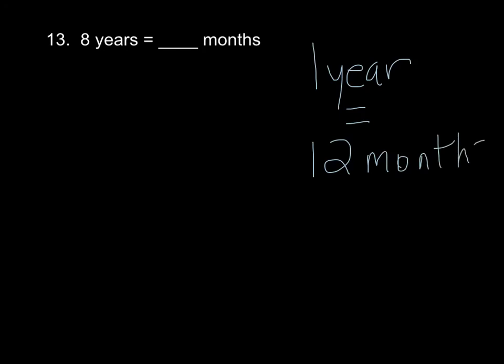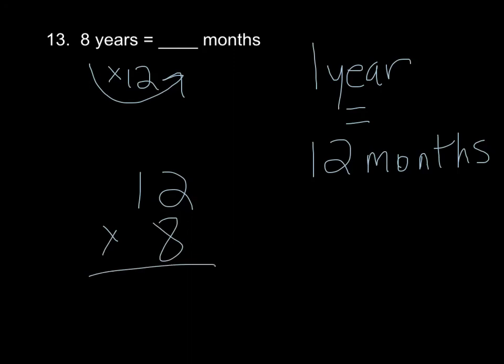If there are 12 months in a year, that means I can take years and say 8 groups of 12. In this case, however many years times 12. 8 times 12, you either have it memorized or you don't. If you don't, it's pretty quick. And there you go. 96 months. Wow, that makes it sound like a lot longer, but it is in fact exactly the same amount of time, right? That's what equivalence means.